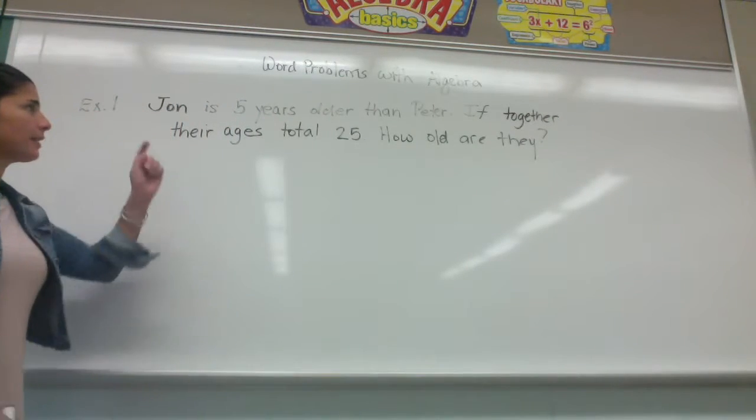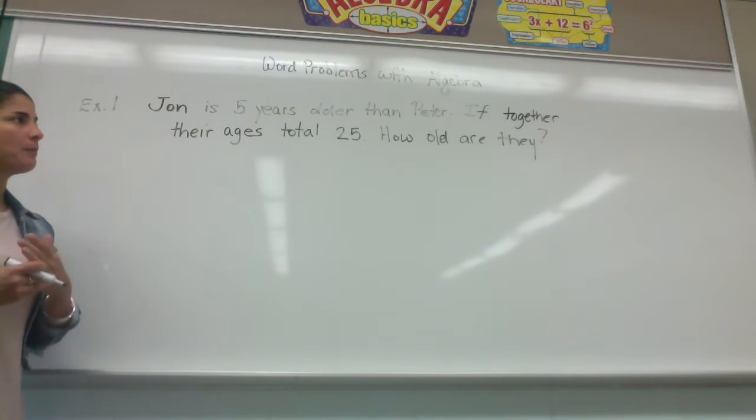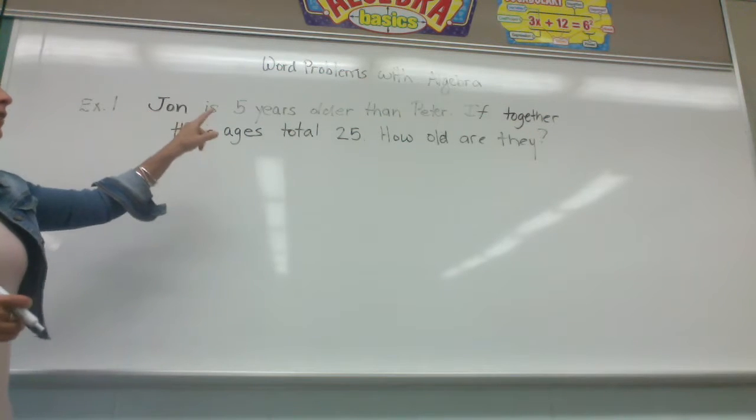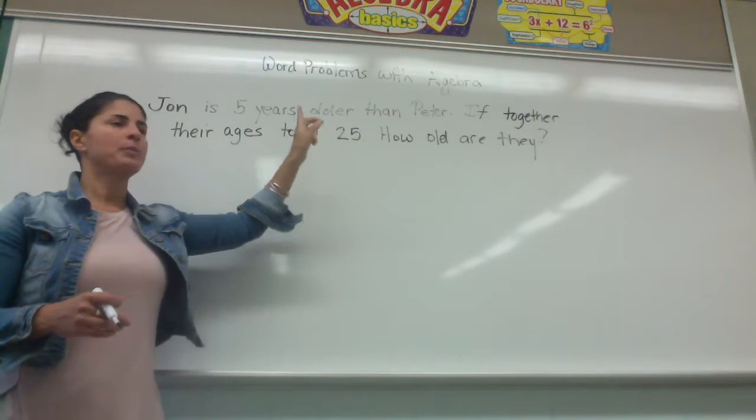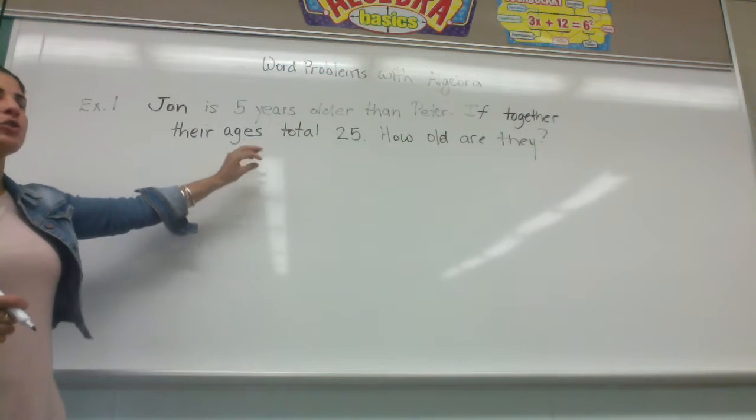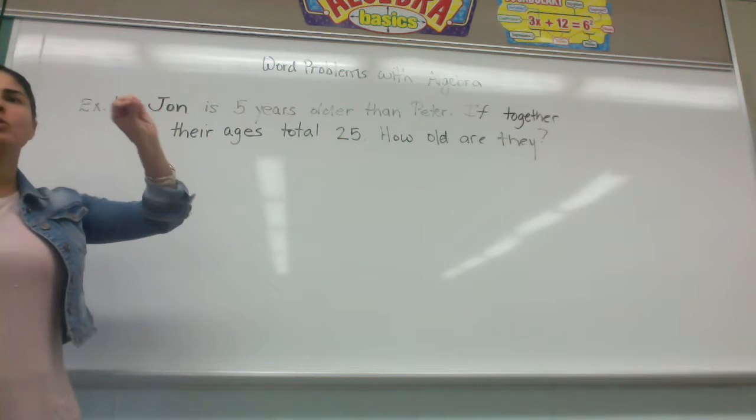So our lesson today is word problems with algebra. A question like this: John is 5 years older than Peter. If together their ages total 25, how old are they?